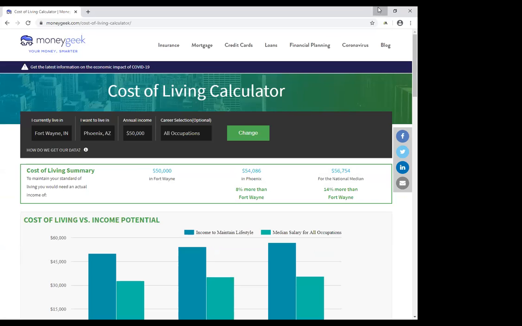So I am going to show you now another website, and this one is Dave Ramsey. For those of you that know Dave Ramsey, he teaches a lot about finances. He has a cost of living calculator here. So we're going to test it and try it for you. We're going to do the same thing. We're going to go to Fort Wayne and we're going to find a city. Let's go to Atlanta, Georgia.